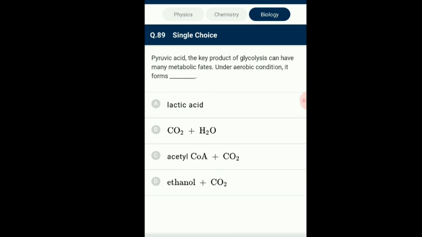In anaerobic condition, in muscle tissues, pyruvic acid forms lactic acid. Yeast converts pyruvic acid to ethanol and carbon dioxide under anaerobic condition. This process is referred to as fermentation. So the answer for this question is C, acetyl-CoA and carbon dioxide.